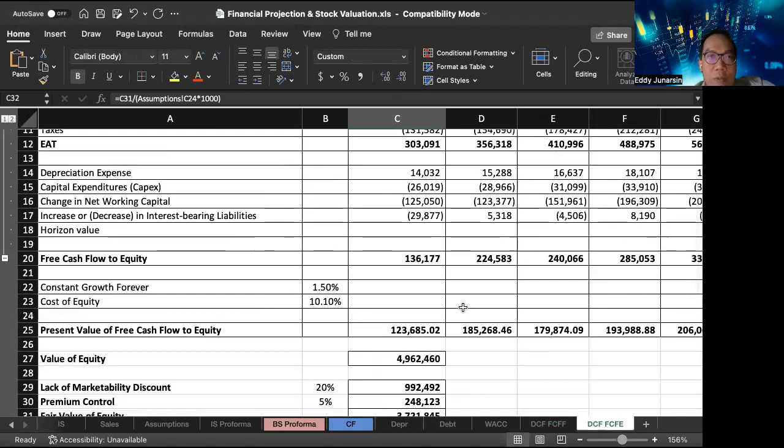So I hope this video could help your study to see a simple example, some worksheets on free cash flow to the firm and free cash flow to equity holders methods. And we began from the assumption and making pro forma income statement, pro forma balance sheet, pro forma cash flow statement, and then the valuation process. Once again, I hope this video could help guide your study or accompany your readings on valuation.